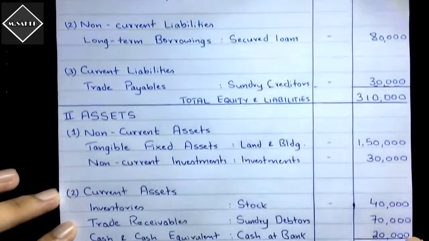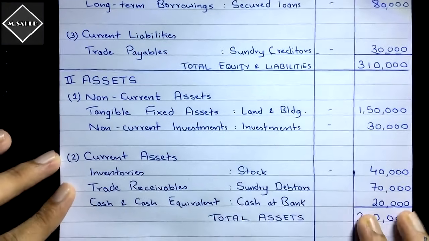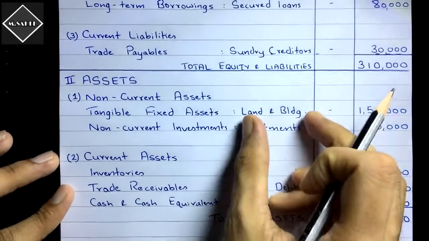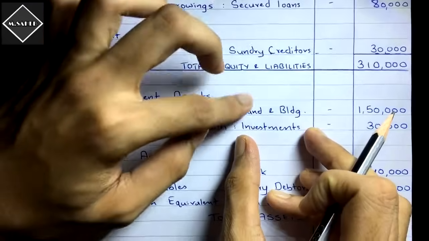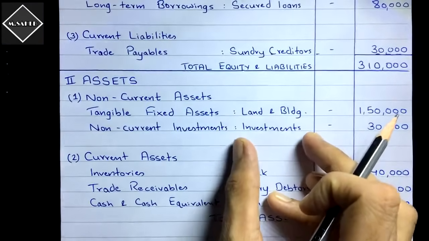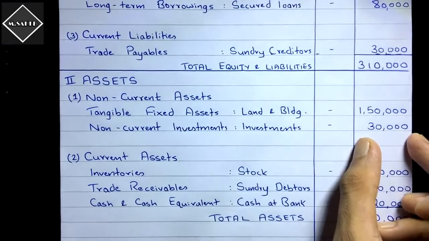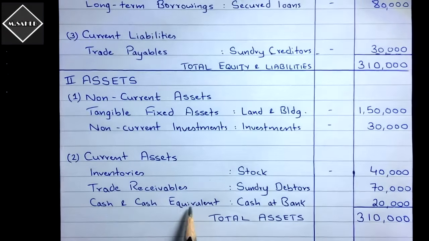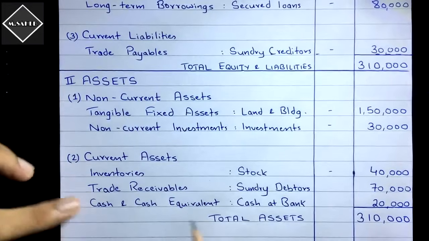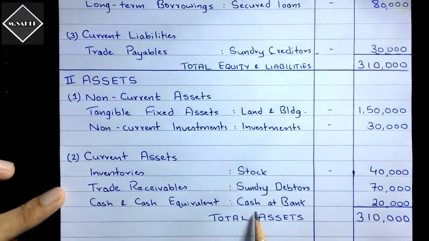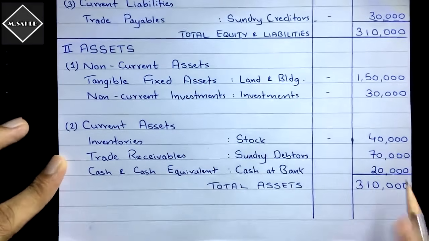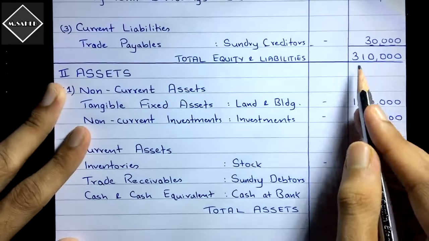Fine. And then we have assets. First we have non-current assets: tangible fixed assets and non-current investments, land and building, investment. These are categories. These are the actual real items: land and building and investments, 1,50,000 and 30,000. And then we have current assets: inventories, trade receivables, cash and cash equivalents. All these are categories. The real items are stocks, sundry debtors, cash at bank, 40,000, 70,000, 20,000. Simple, right? And the total assets is 3,10,000, and this is also 3,10,000.